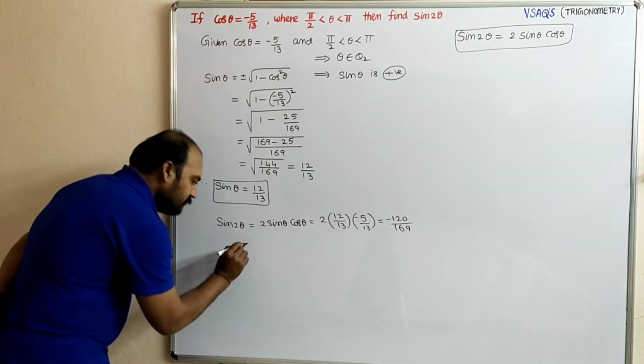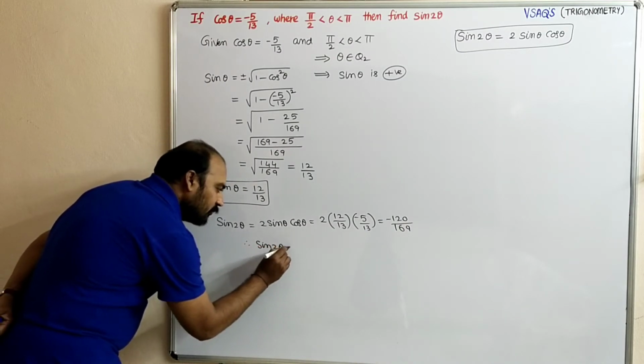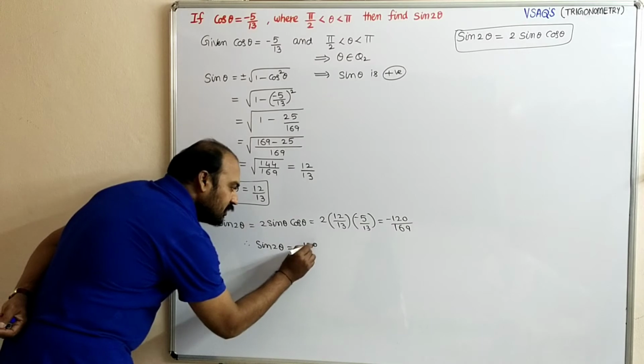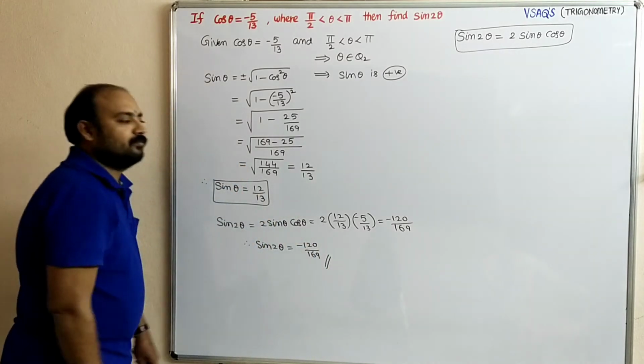Therefore, sin 2 theta equals minus 120 divided by 169. You can leave it.